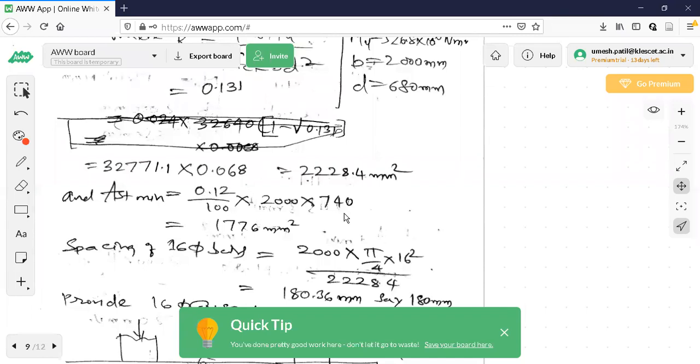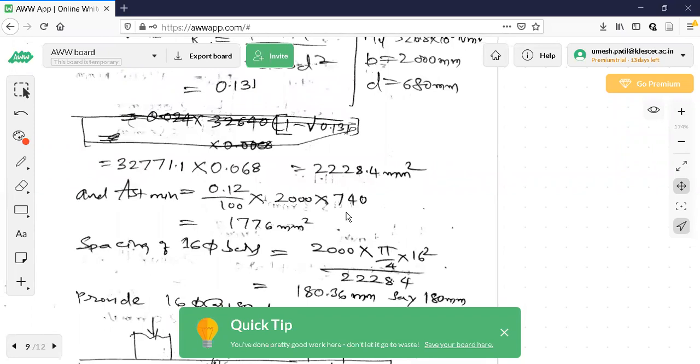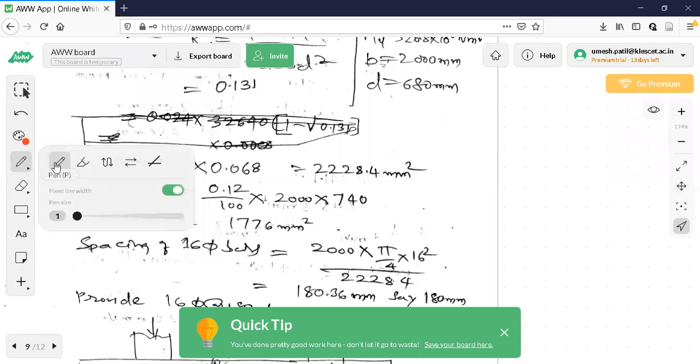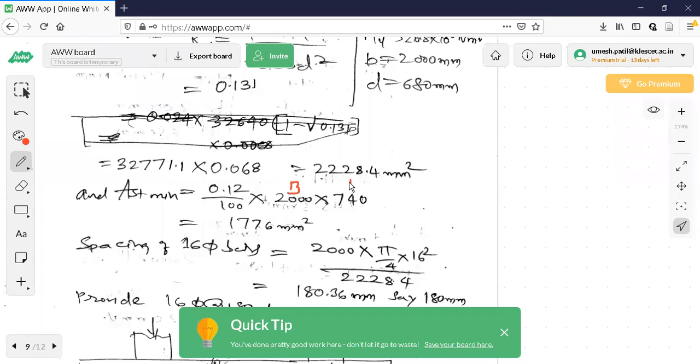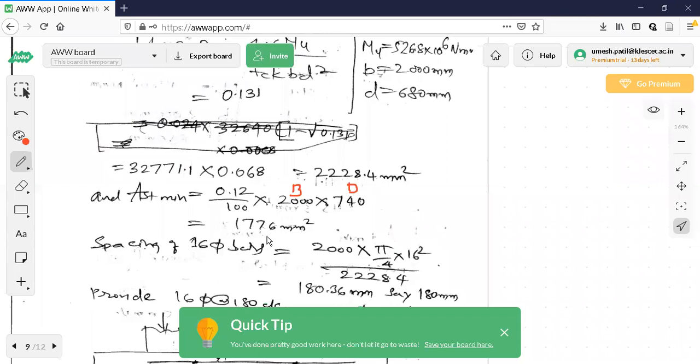0.12% of gross area. Gross area is, again be careful here, 2000 capital B into total D. If you want, I'll write it here, just observe. This is capital B, 740 is capital D, small d is 680. So when you calculate AST minimum, you should use capital B and capital D in this way. You should not use 680 here. So I got 1776 mm square.